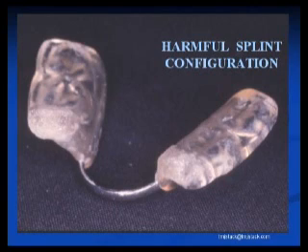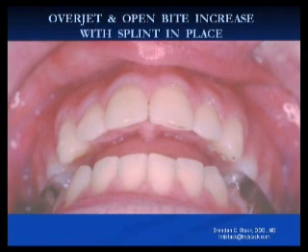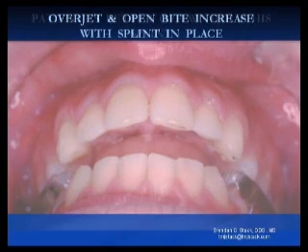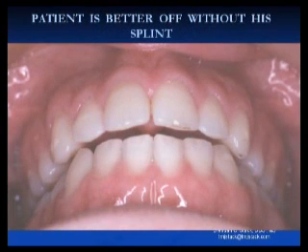You put that little splint in his mouth, and his mandible goes posteriorly, increasing his anterior overjet, or protrusion of his teeth. When you take it out of his mouth, the protrusion of his teeth lessens, so the splint is causing him harm and making him worse by posteriorizing his mandible.